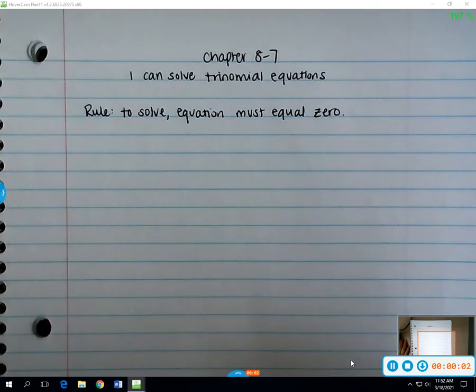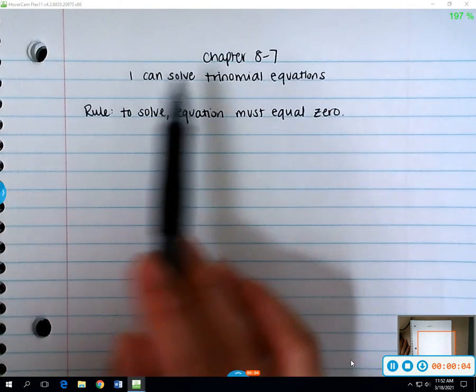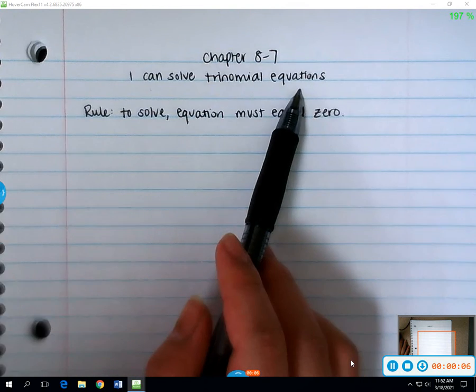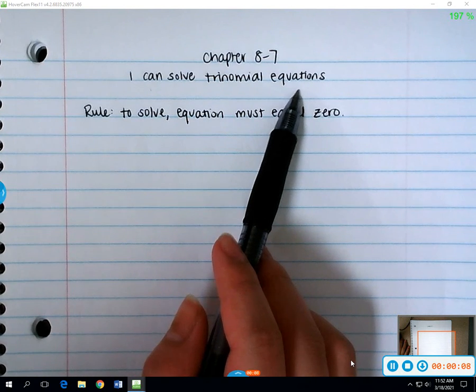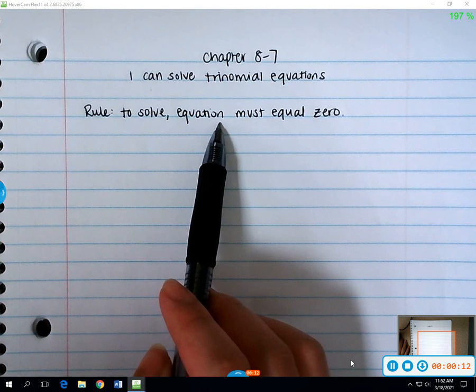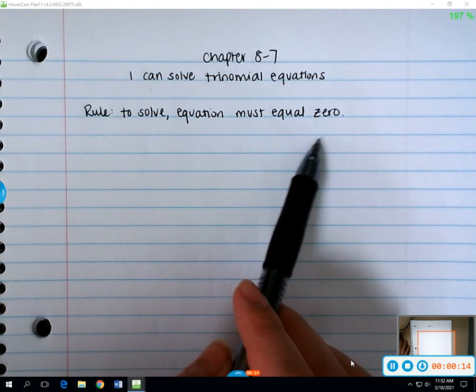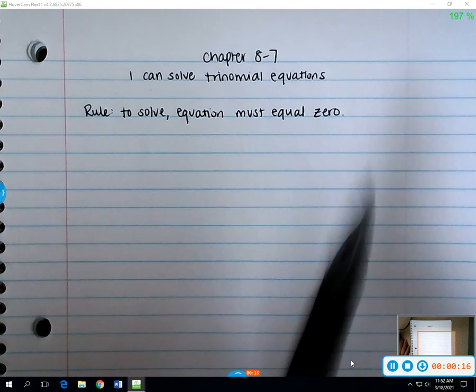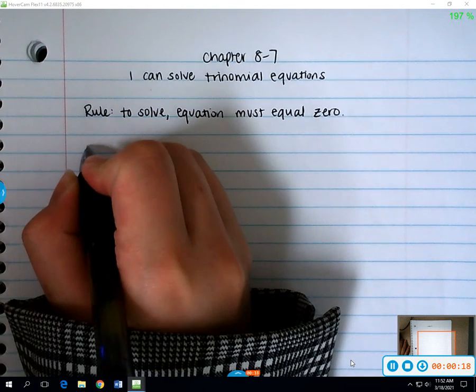So today we're going to be talking about 8-7, solving trinomial equations. So this is our rule that we're going to follow every time we're solving equations. Your equation must equal 0 for you to be able to solve it. And we'll talk about why this is important later on.